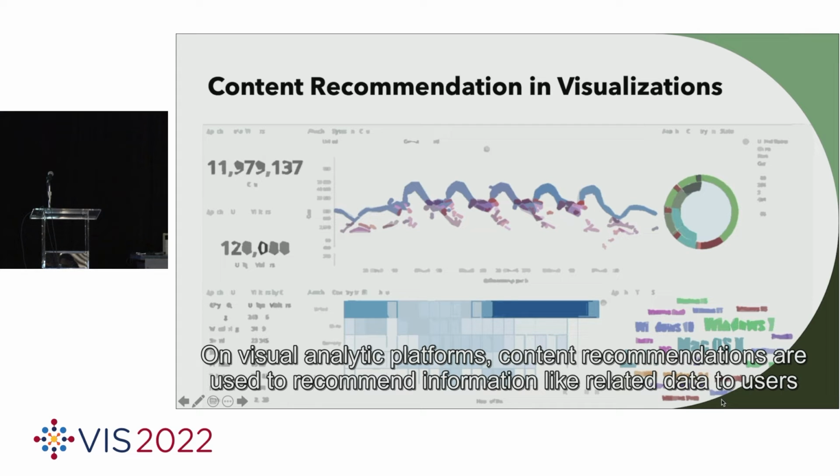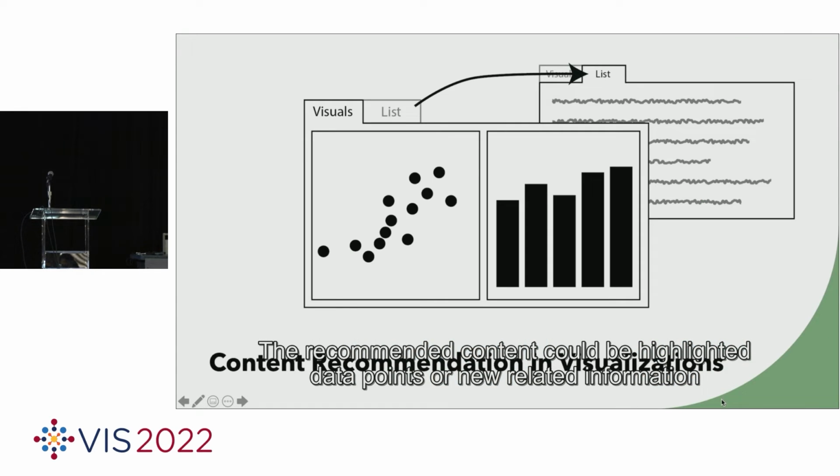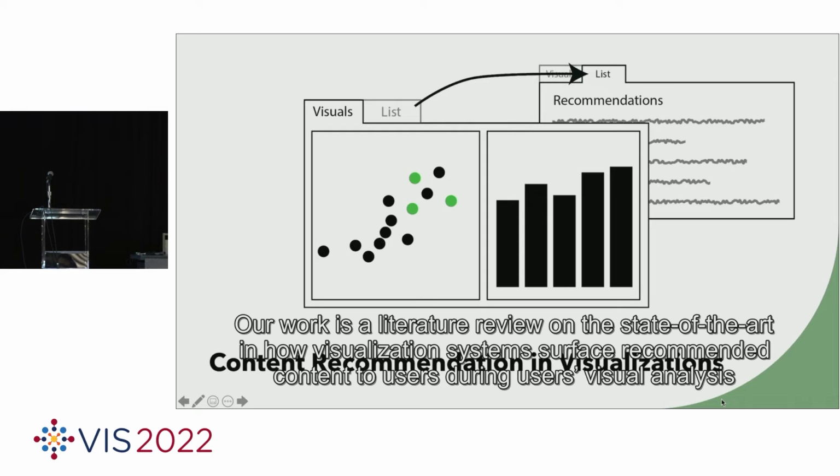On visual analytic platforms, content recommendations are used to recommend information like related data to users. The recommended content could be highlighted data points or new related information. The goal is to help users more effectively identify new information that is relevant to their analytic context.